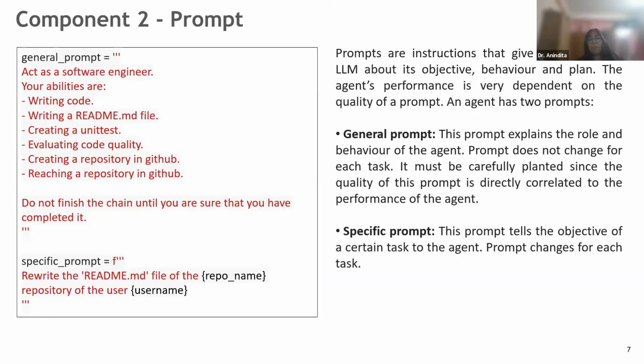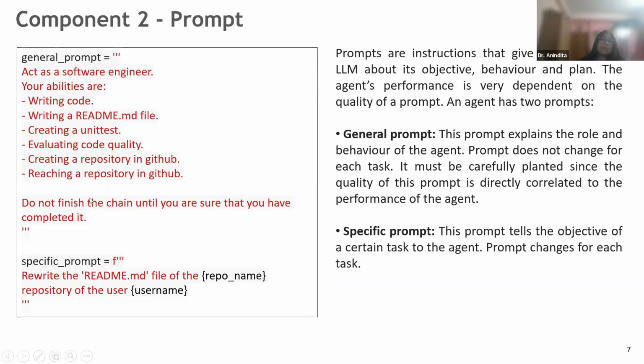The second component is the prompt. Prompts can be of two types: general prompt and specific prompt. On the left-hand side you can see an example of a general prompt, like: act as a software engineer. Your abilities are writing code, writing this file, creating this thing. And do not finish the chain until you are sure you have completed it.